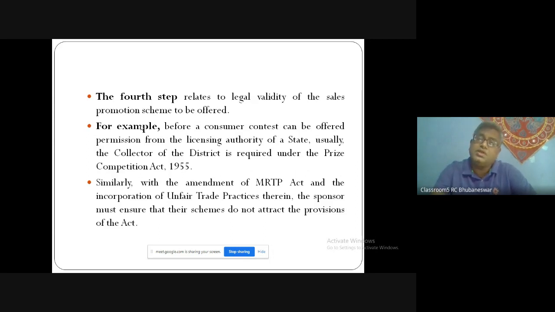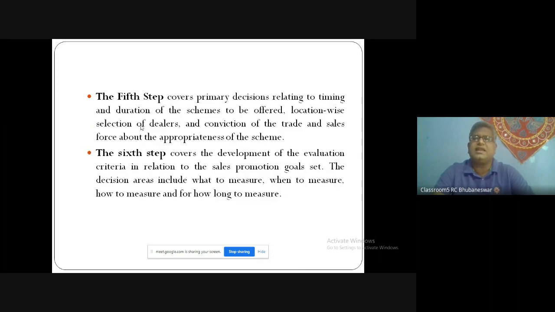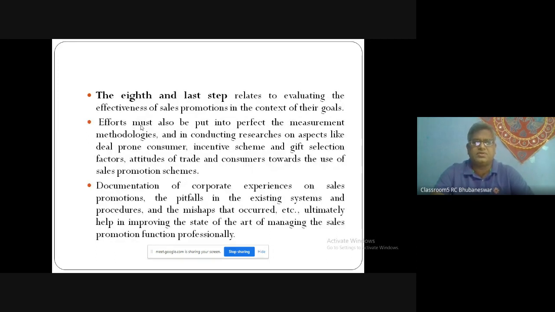Suppose sometimes some sales promotional scheme is offered and some problem arises. According to the Consumer Protection Act, there are different types of district level, state level, and national level councils to protect against unfair trade practices. Similarly, the MRTP Act is there to protect against unfair trade practices, and in this way the particular product can be promoted properly, and it can be evaluated also properly.